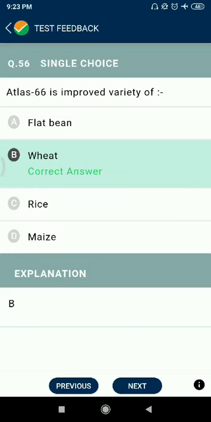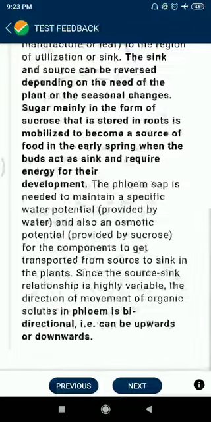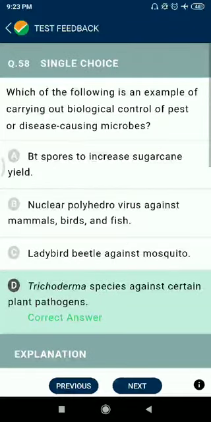Question 56. Atlas 66 is an improved variety of wheat. Question 57. The form of sugar transported through the phloem is sucrose. Question 58. Which of the following is an example of carrying out biological control of a pest or disease-causing microbes? Trichoderma species against certain plant pathogens.